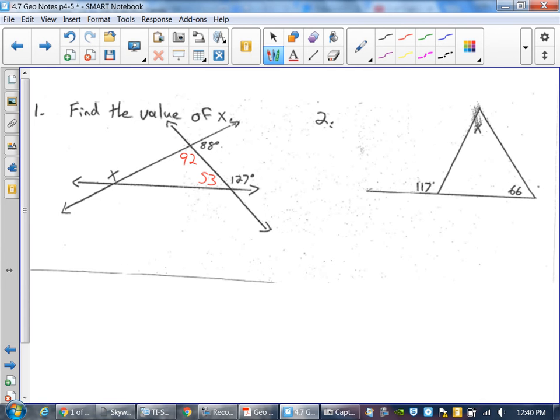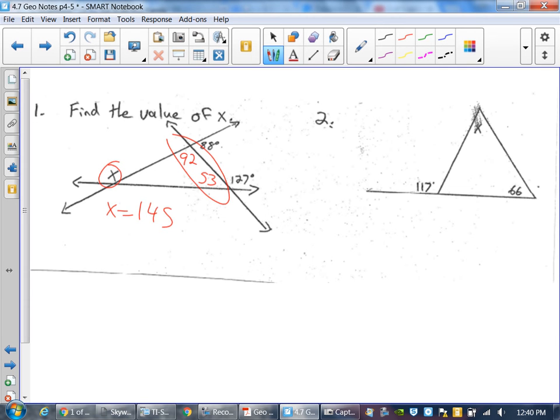Now, there are two ways to solve this problem. One of the ways is to use what's called the exterior angle theorem. The angle on the outside is equal to the two angles on the inside it doesn't touch. So x is on the outside. It's equal to the sum of those two angles. So x would equal 145.